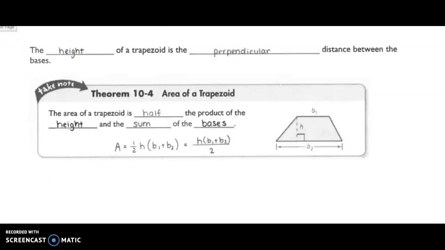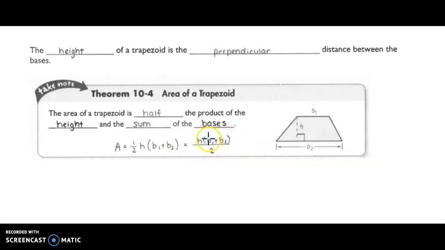And then, as we keep moving on, we're going to look at area of trapezoid in 10.2. The height of a trapezoid is the perpendicular distance between the bases. So again, perpendicular. And here's the area formula. The area of the trapezoid is half the product of the height and the sum of the bases. So the height times, you're going to add B1 and B2, and then divide by 2. Be careful of order of operations, of course.